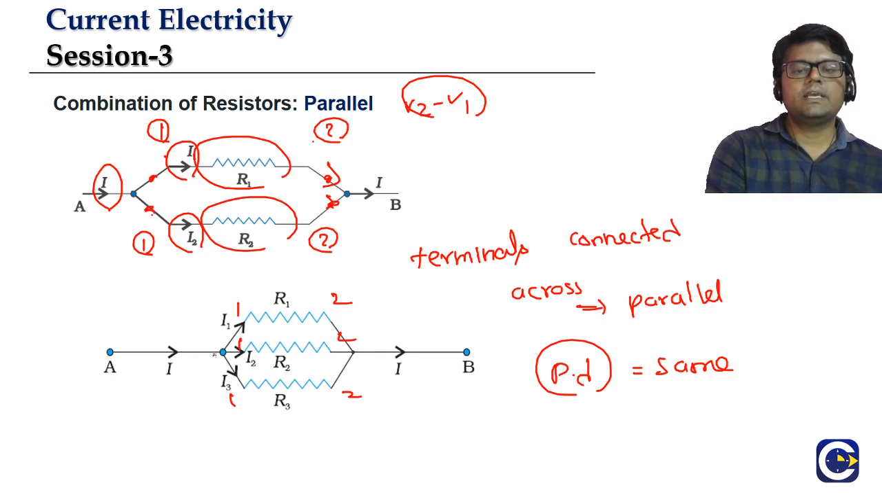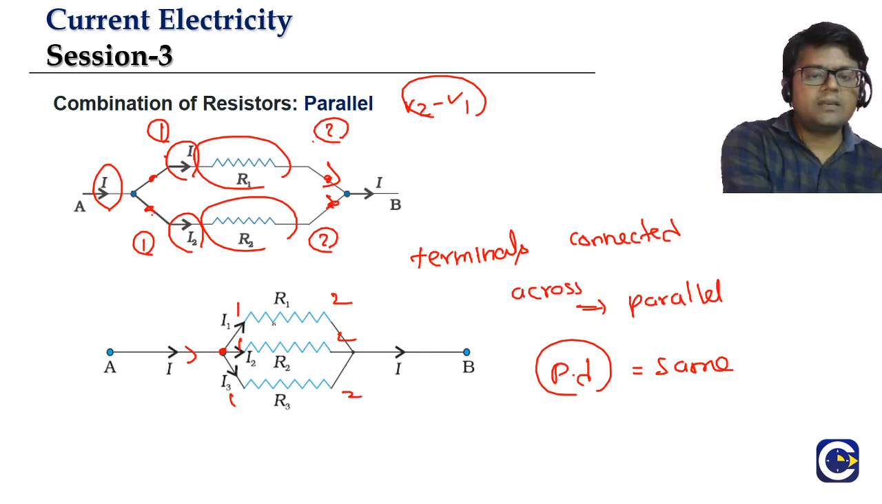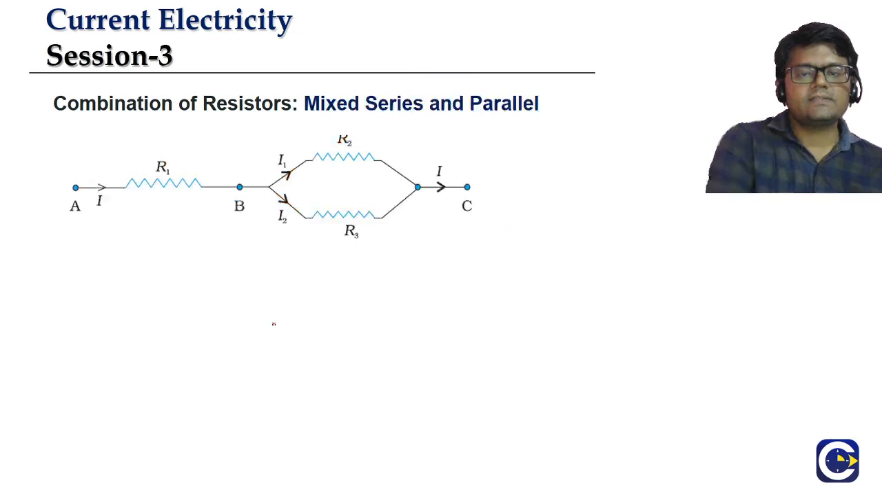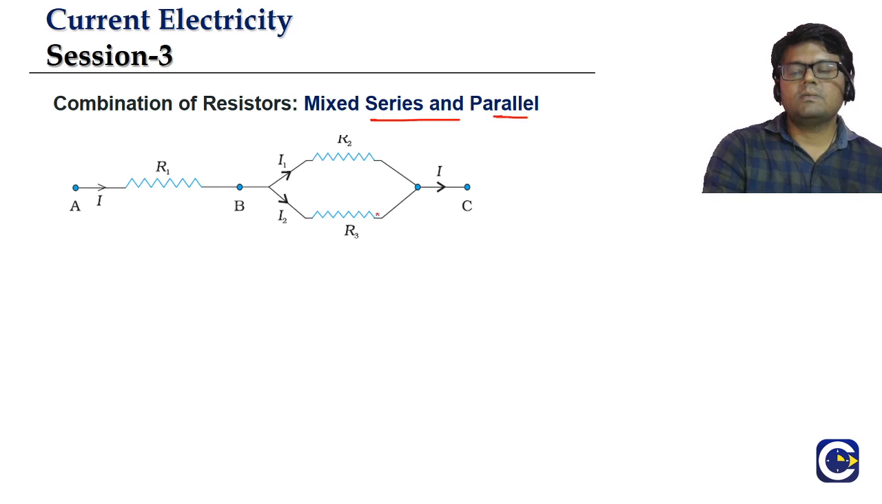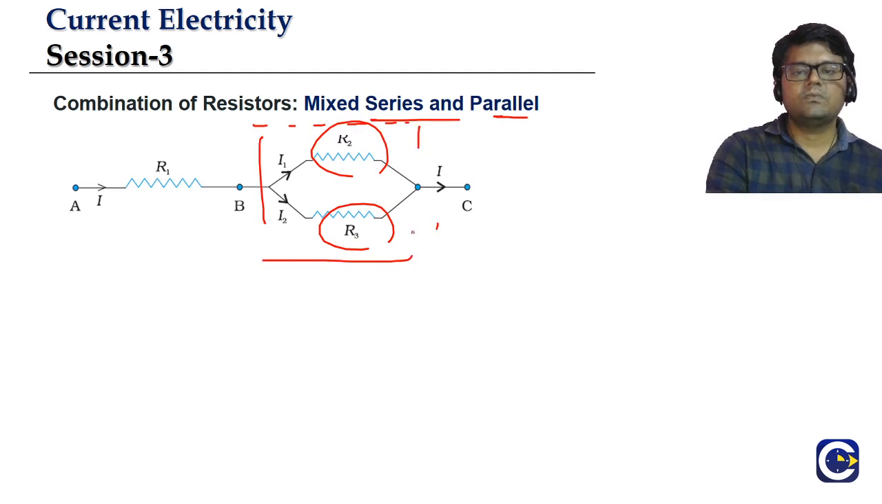Here also, whatever current comes to the junction is going to split into these three branches. We'll see in what ratio the current splits, but this is the parallel combination of resistors. And we can have mixed combinations, some in series and some in parallel. If you see this particular representation, R2 and R3 are in parallel, and this entire segment is in series with R1.